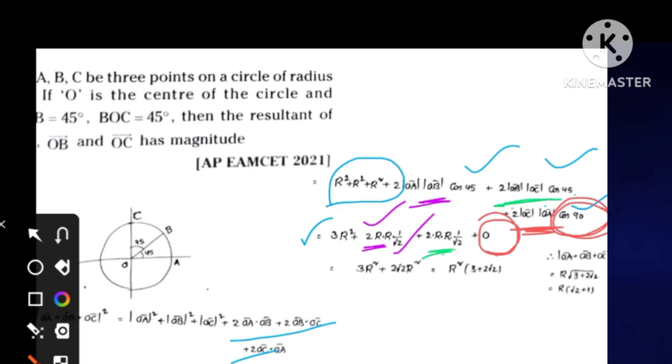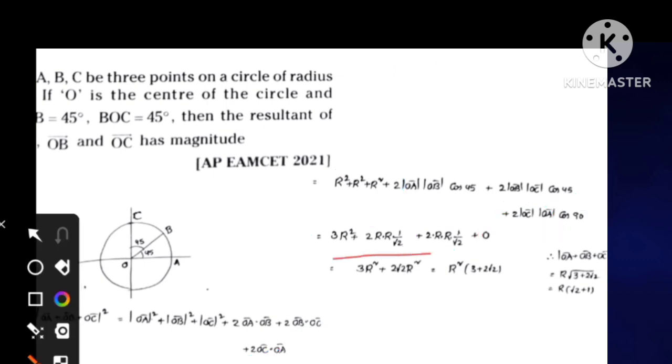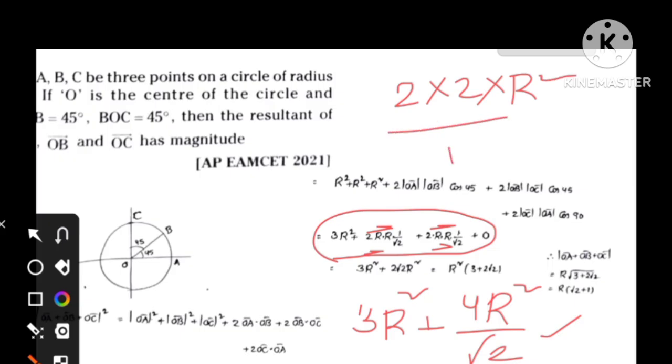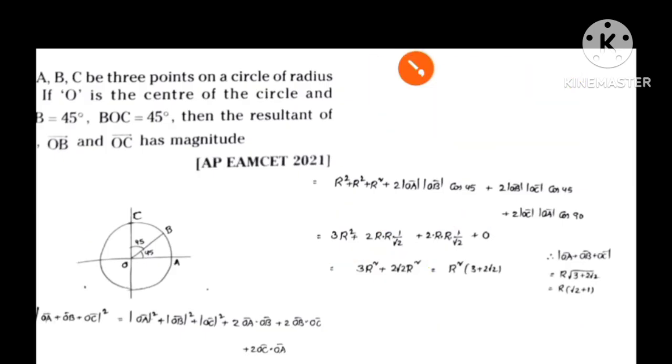Now I am adding all these values. First value 3R square, plus 2R square, that is 4R square by root 2. This is 2R square, this is 2R square, 4R square by root 2. But 4 is equal to 2 into 2, so 2 into 2 into R square by root 2. Now root 2 is cancelled by root 2 times. So the remaining value is only 2 into root 2 R square. Remaining is only 2 root 2 R square. Understand all of you?